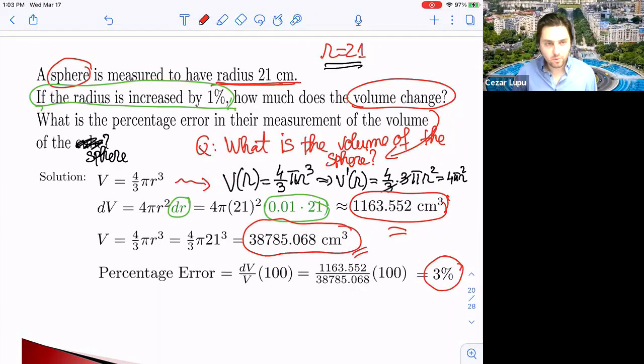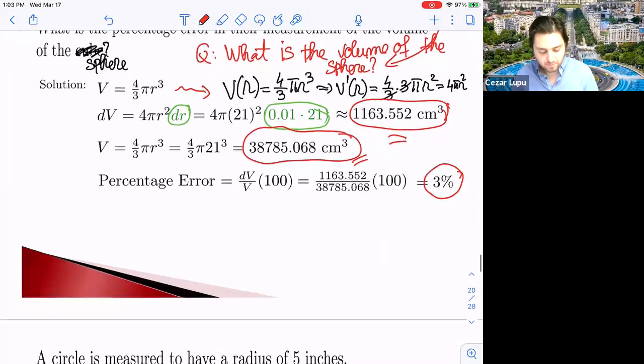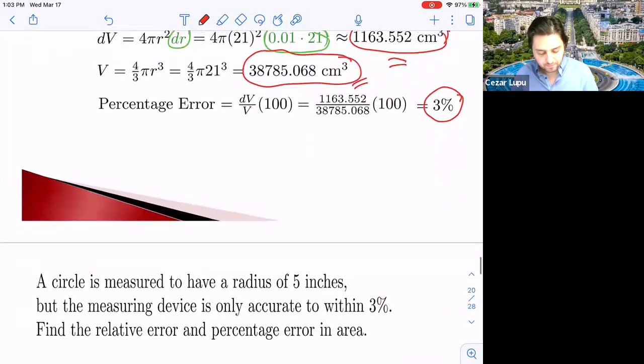Let's see another question, a very similar one, but this time I'm just going to look at a circle. A circle is measured to have a radius of 5 inches, but the measurement device is only accurate to within 3%. Find the relative error and the percentage error in area. So I want you to think of this problem. I want you to tell me some ideas.